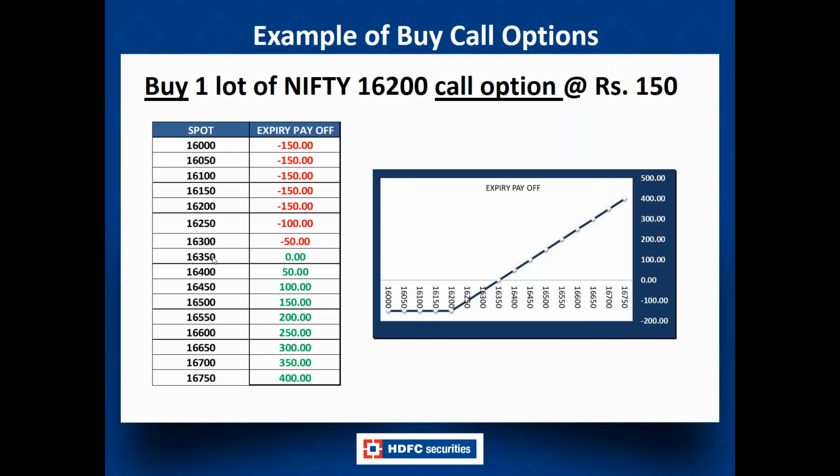In the payoff graph, you will be able to understand that if the market goes down, I won't lose more than 150 rupees per share. But if the market starts moving up, I will make money, and my maximum profit is unlimited. Now, suppose the market expires at 16,500. I will make 150 rupees per share on an investment of 150. So I can double my money.